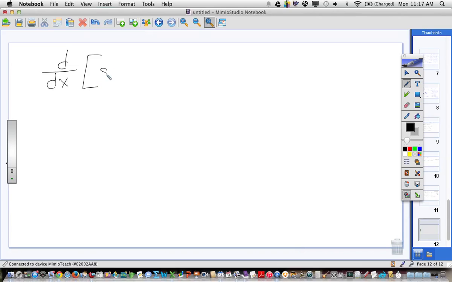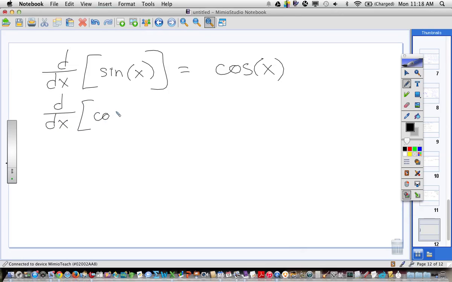Section 2.7 is then about the trig functions. So we've just dealt with the exponential and log functions and what their derivatives are. And now we've got the trig functions. Now we already know the derivative of sine is cosine. But there are 5 other trig functions. What is the derivative of cosine? Well, it turns out that it is negative sine.